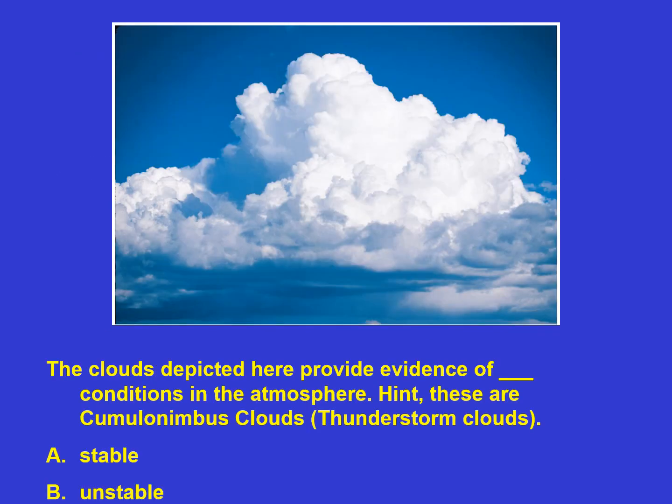Okay, so what do you think, guys? Looking at this picture, what does that tell us about this atmosphere? Is it stable or unstable? Okay, and what kind of cloud is that? Well, it's a cumulonimbus cloud, of course. So this is going to be, yes, you guessed it, unstable.